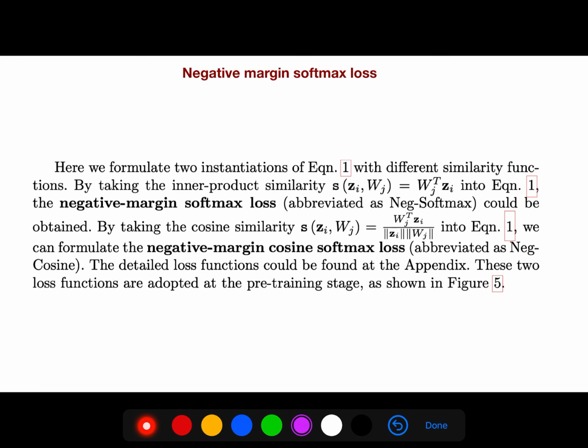So we formulate two instantiations with different similarity functions. By taking the inner product similarity, the negative margin softmax loss could be obtained. By taking the cosine similarity, we can formulate the negative margin cosine similarity loss.